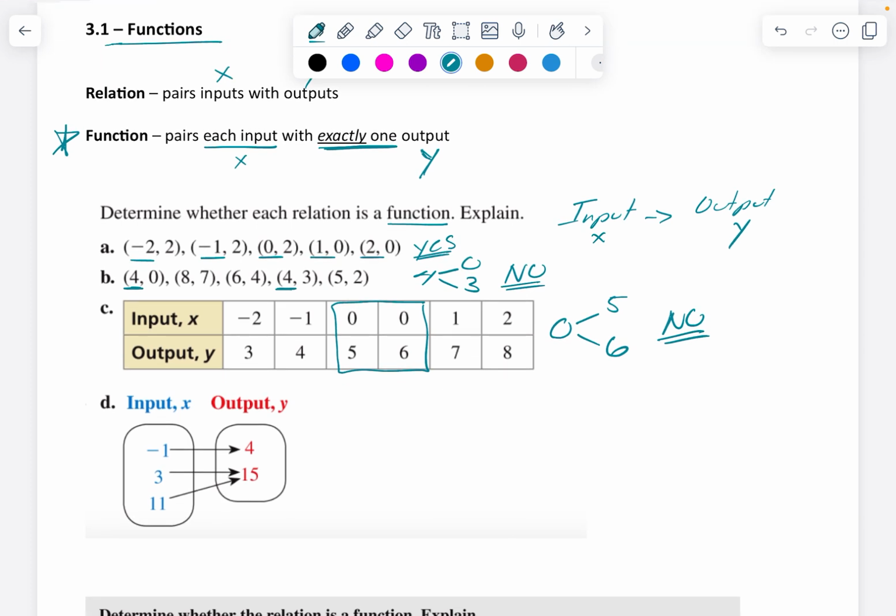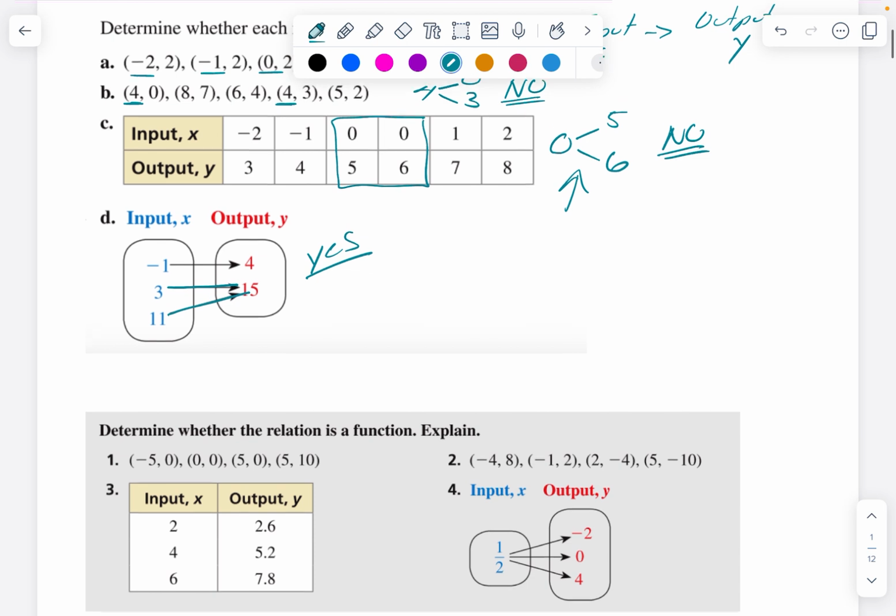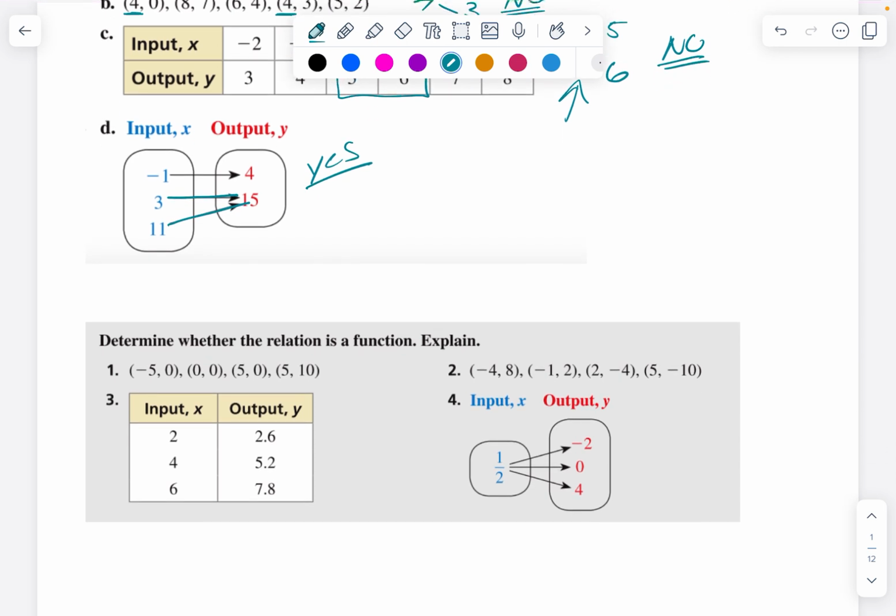This one is yes, because input, output, input, output. We can't have two outputs from the same x. This is okay. This works. So you try these, pause it, and then push play to check the answers. But I'm going to go over it now.